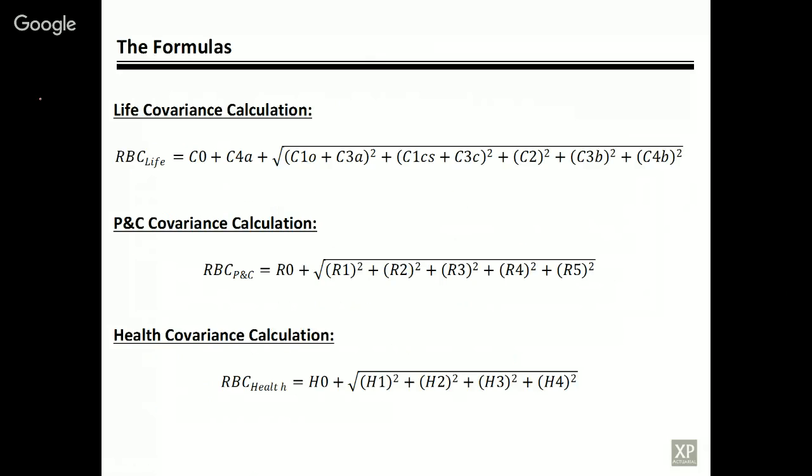The formulas, I won't go over them in detail, but what you need to know about them is this square root term in each of the formulas. What this does is it actually introduces a little bit of a diversification benefit into the formula. So you take the squares of all these individual capital components, and the square root actually reduces the capital a little bit and provides a little bit of diversification.